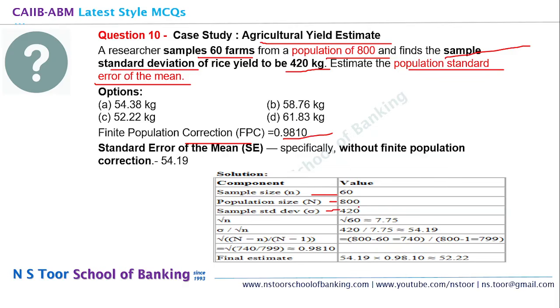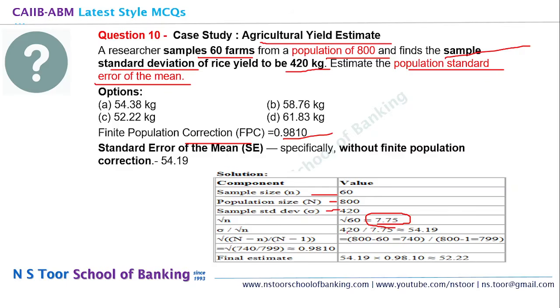So what is the square root of n? Square root of small n, that is 60, is 7.75. Why is it required? Because we have to calculate the standard error. So standard error is equal to sigma divided by square root of n.